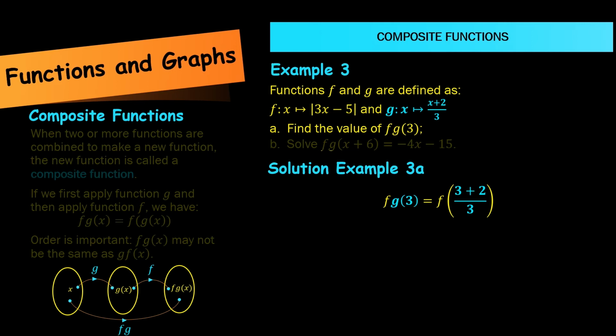So when we substitute x equals 3 into this equation, we obtain 3 plus 2 all over 3. Tidying up gives us f of 5 over 3. And then plugging in x equal to 5 over 3 into the equation for f of x gives us 3 times 5 over 3 minus 5. And this is equal to 0.